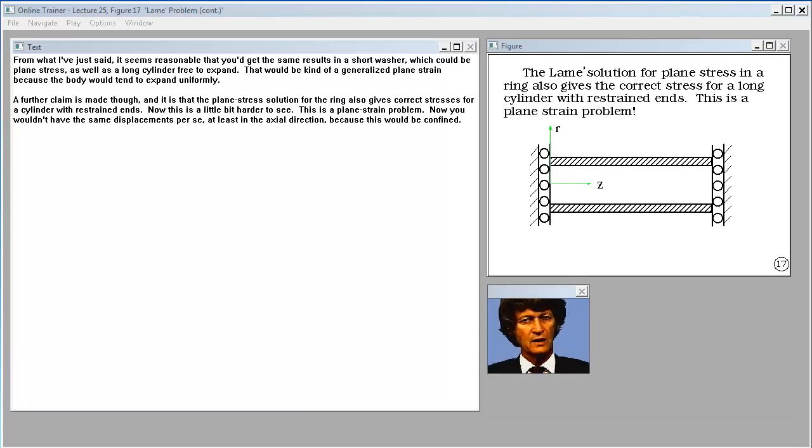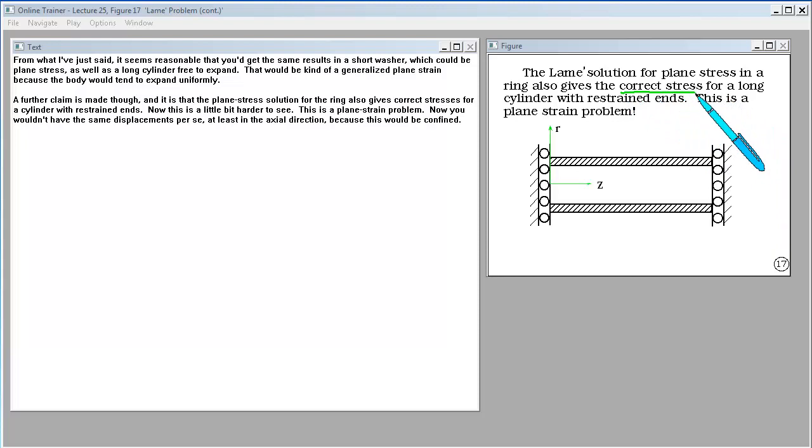From what I've just said, it seems reasonable that you'd get the same results in a short washer, which could be plane stress, as well as a long cylinder free to expand. That would be kind of a generalized plane strain, because the body would tend to expand uniformly. A further claim is made, though, and it is that the plane stress solution for the ring also gives correct stresses for a cylinder with restrained ends. Now, this is a little bit harder to see. This is a plane strain problem. Now, you wouldn't have the same displacements per se, at least in the axial direction, because this would be confined.